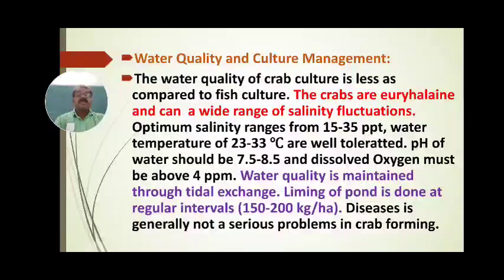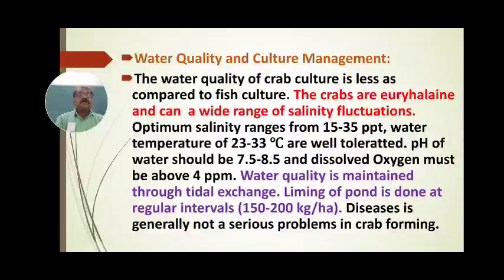Crabs are euryhaline and can tolerate a wide range of salinity fluctuations. The optimum salinity range is 15 to 35 ppt, parts per thousand. Water temperature of 23 to 33 degrees centigrade is well tolerated. The pH of water should be 7.5 to 8.5, and the dissolved oxygen level must be above 4 ppm.